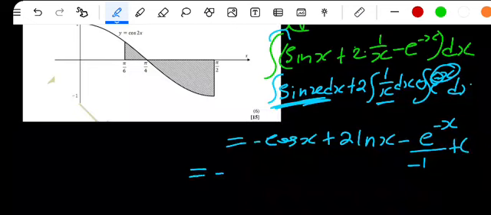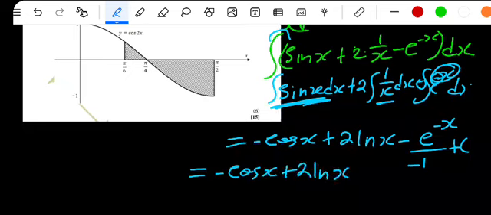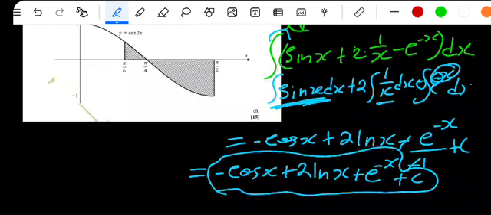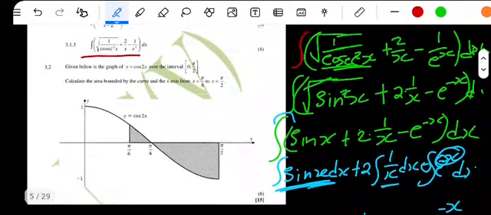So we have negative cos x plus 2 ln x, then the negative and negative will cancel. We have plus e raised to the power of minus x plus c. So this is what we have. You can take this to the bottom if you want this to be positive anyway. So that is what you will have there.